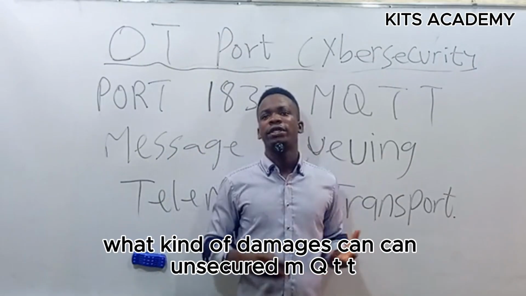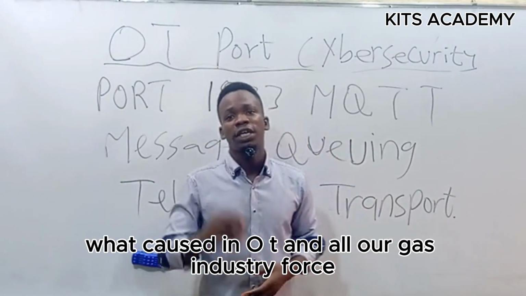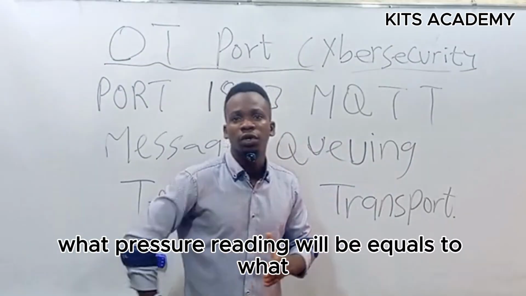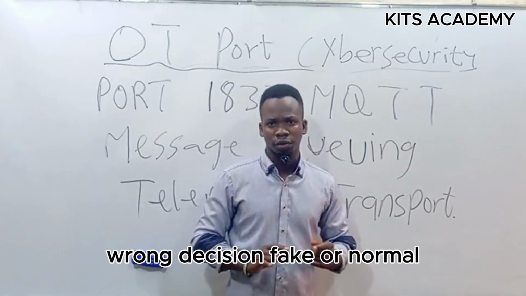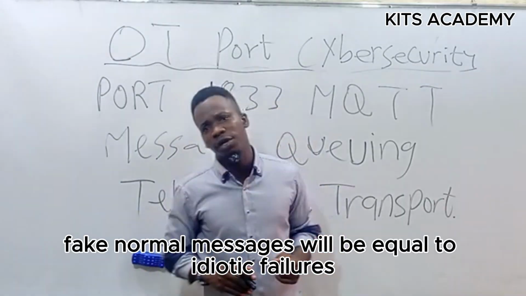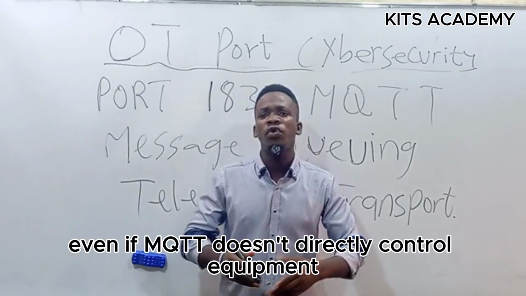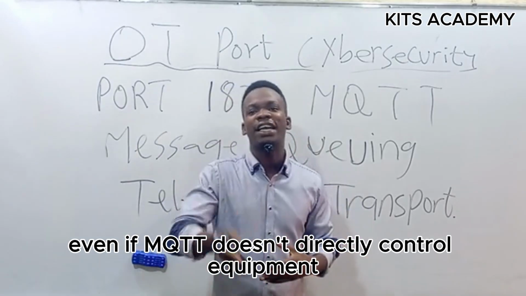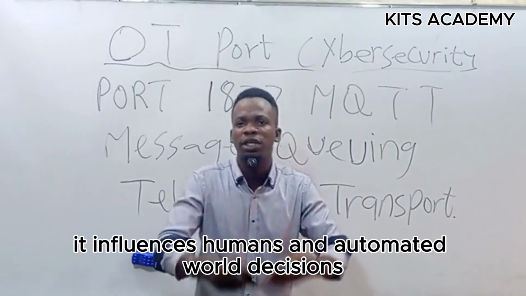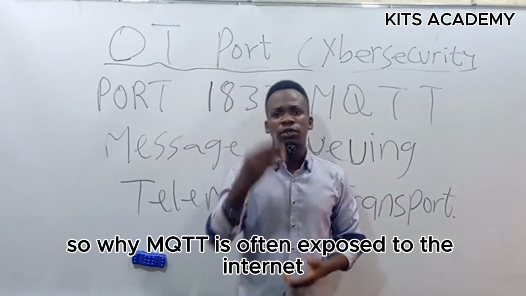What kind of damage can unsecured MQTT cause? In the OT and oil and gas industry, false pressure readings will equal wrong decisions. Fake normal messages will equal hidden failures. Manipulated data will equal unsafe operations. Even if MQTT doesn't directly control equipment, it influences human and automated decisions.